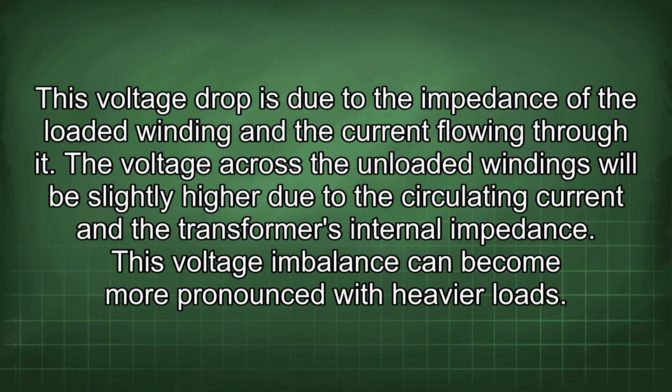This voltage drop is due to the impedance of the loaded winding and the current flowing through it. The voltage across the unloaded windings will be slightly higher due to the circulating current and the transformer's internal impedance. This voltage imbalance can become more pronounced with heavier loads.